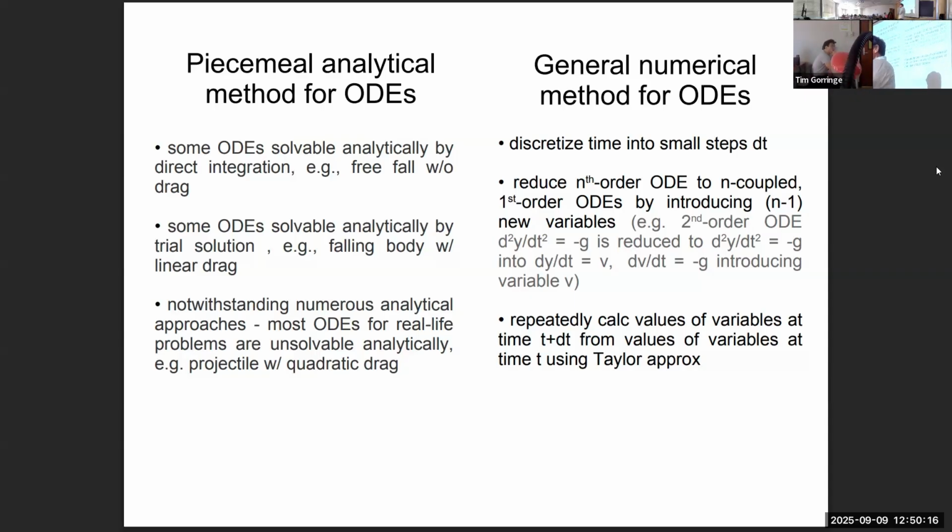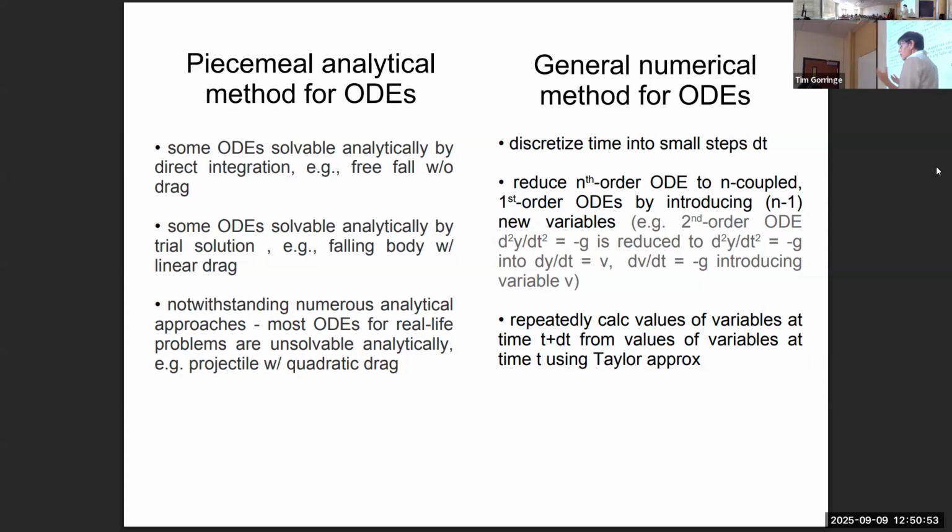But let me say something on the analytical approach. On the analytical side, there are some differential equations that are analytically solvable, for example, by just separating the variables on the left and right hand side of the equal sign. So free fall in the absence of air drag is a separable equation, and then you can just integrate the left-hand side and right-hand side. That type of analytical differential equation is straightforward to solve.